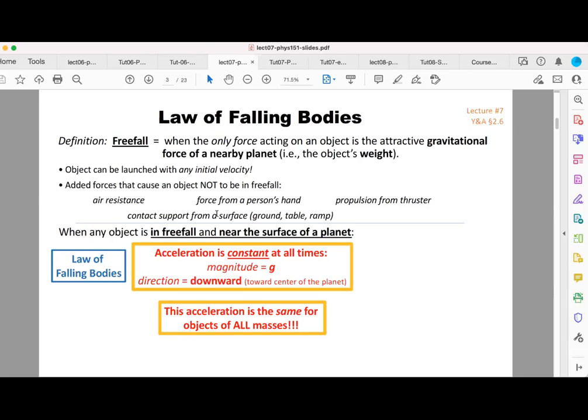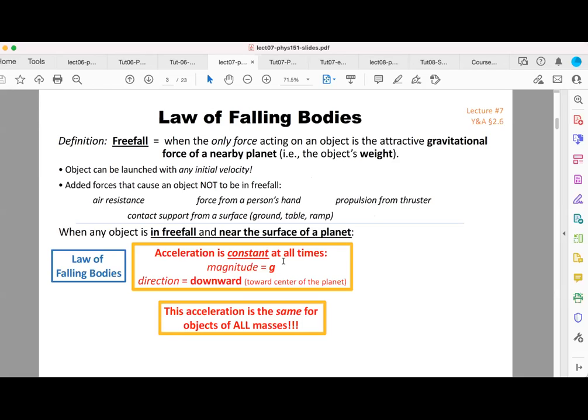Another reason why an object might not be in free fall is because there is a force from a person's hand. So if you give an initial acceleration to this object, not an initial velocity but an initial acceleration, like if you boost a rocket in space, you are providing an initial acceleration. So there is not only the gravity, right? Or, as is written here, also propulsion from a thruster, or a contact support from a surface like ground, table, or ramp.